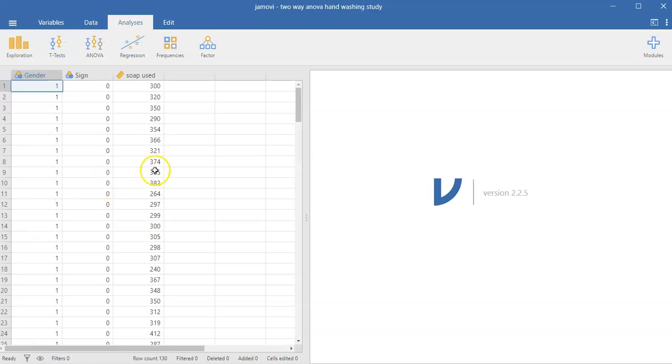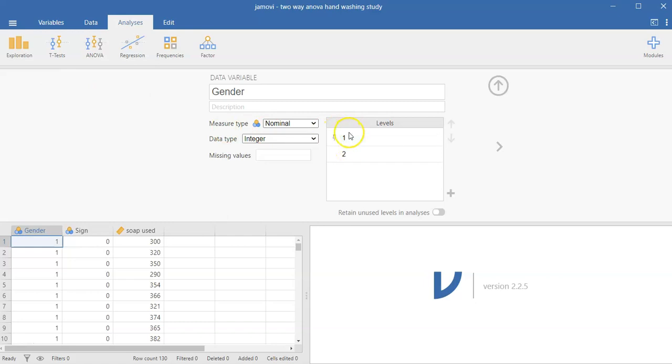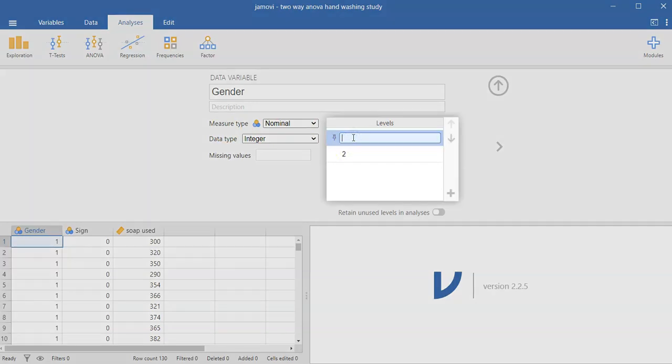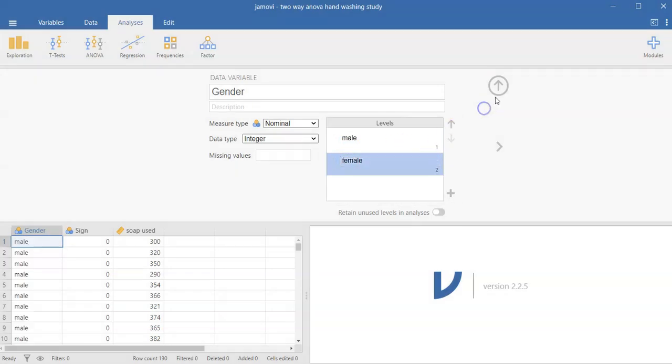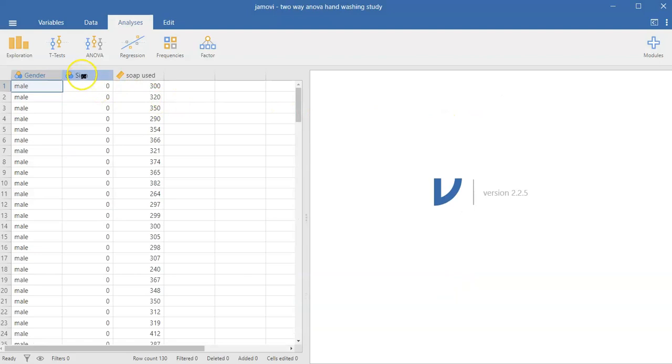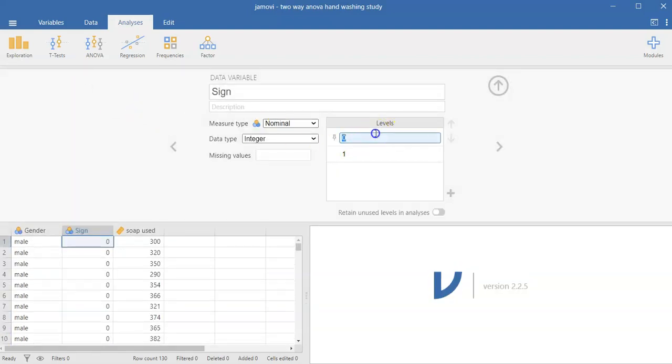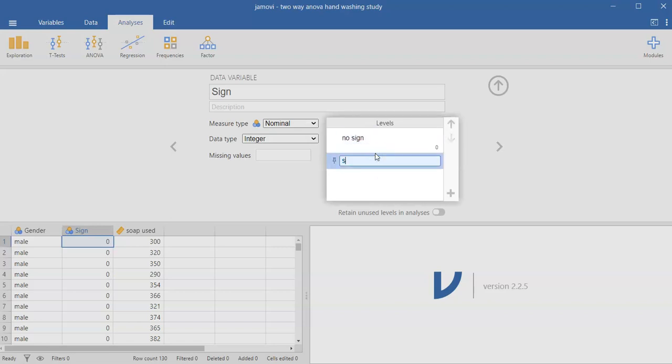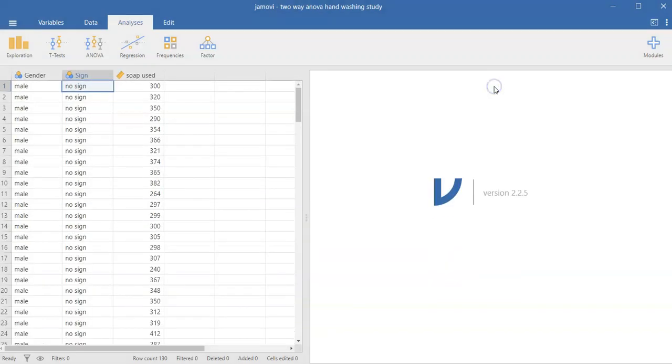First thing you want to do is generate your value labels. So in this example, for gender, you want to change the 1 to male, and change the 2 to female. And then you want to do that for sign as well. So you double click on sign, and 0 in this example means no sign, and 1 means there is a sign present. You're definitely going to want to do this because it'll make the output much easier to read and interpret.